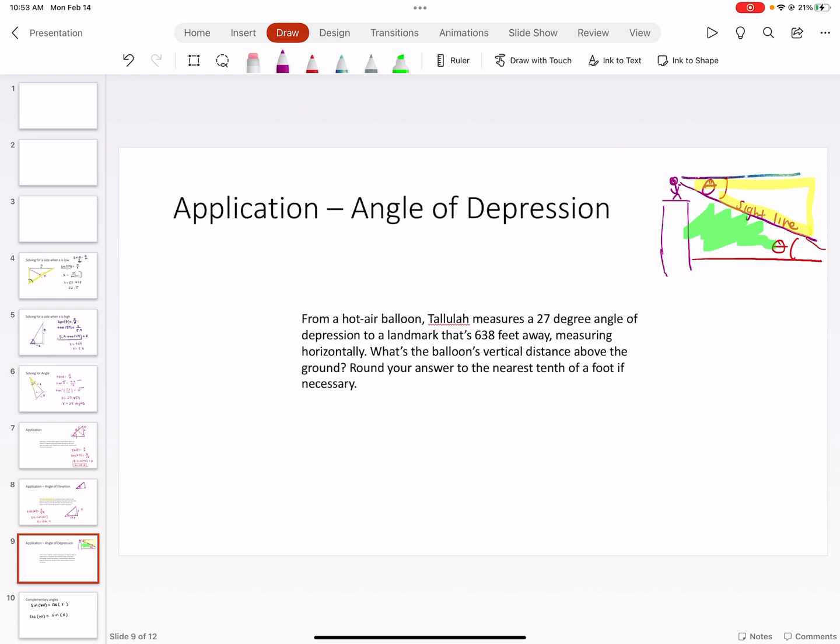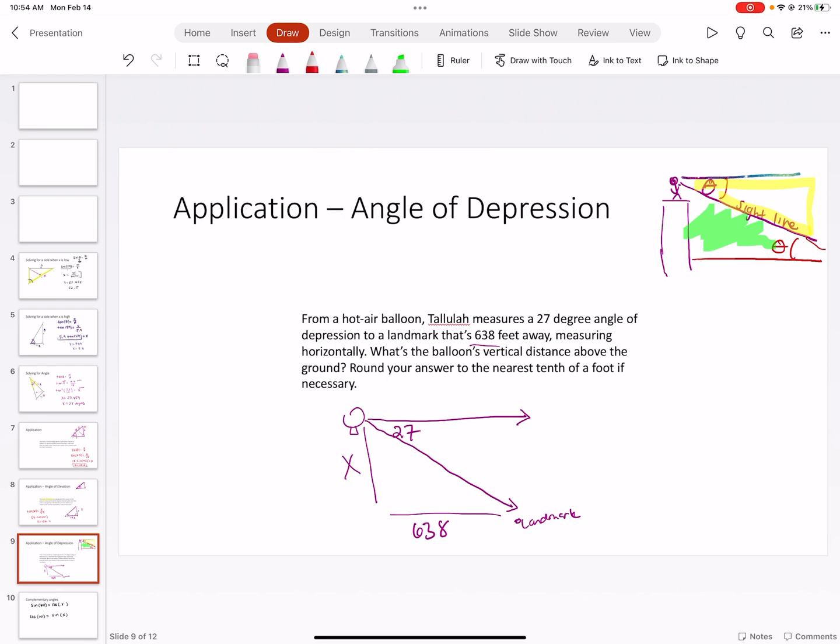From a hot air balloon, so here's my hot air balloon, Tulua measures a 27-degree angle of depression. So think about what's the straight across and angle of depression. We're looking down at something, a landmark. So there's my landmark. Okay, the angle of depression is 27 degrees. It says that the landmark is 638 feet away, measuring horizontally. So that means that this ground horizontal distance is 638. And it asks what's the balloon's vertical distance, so that is the up and down.